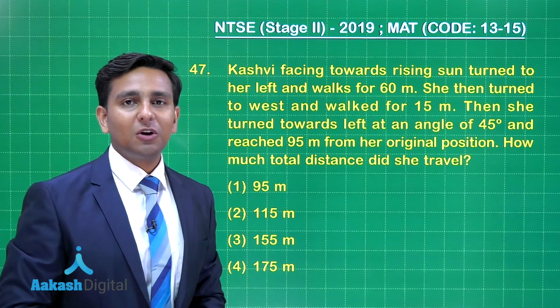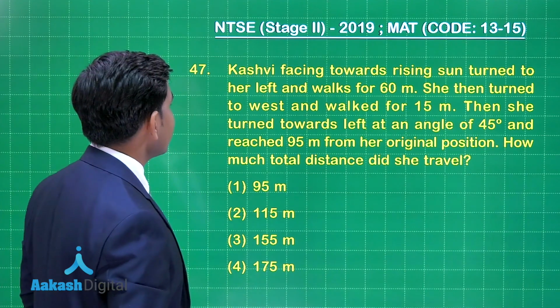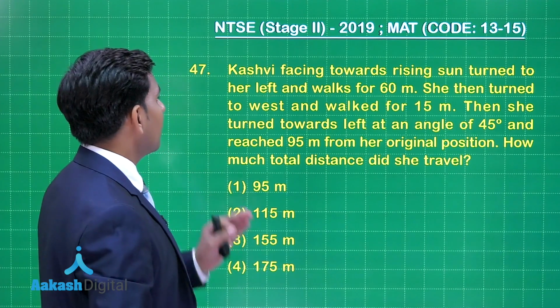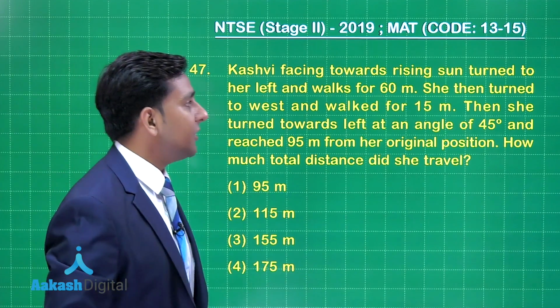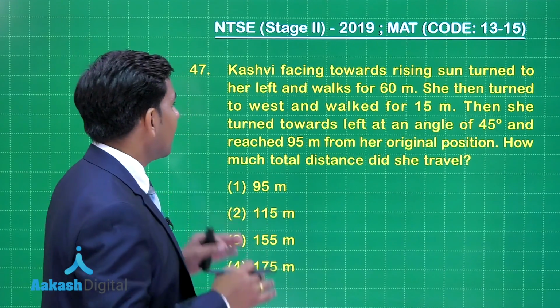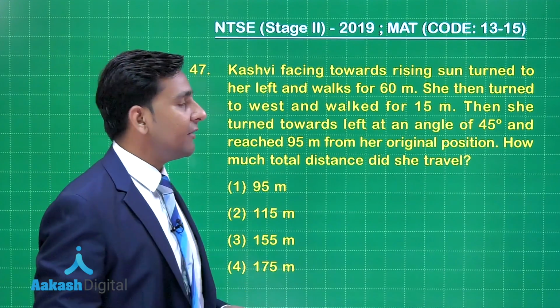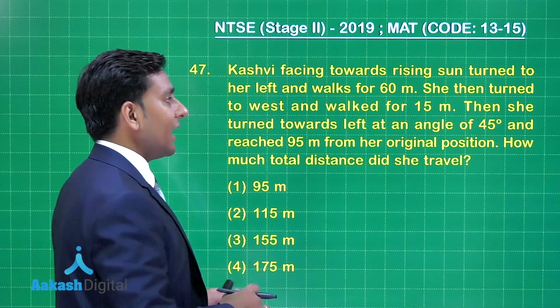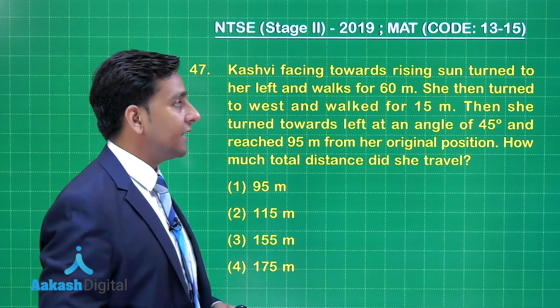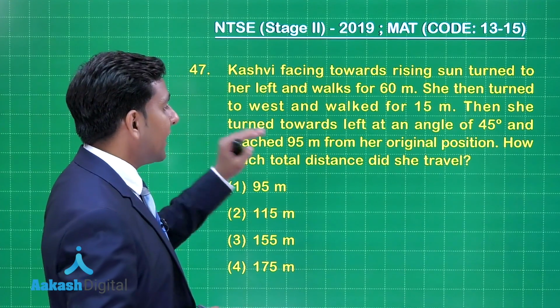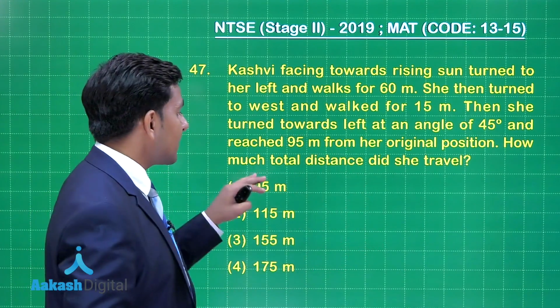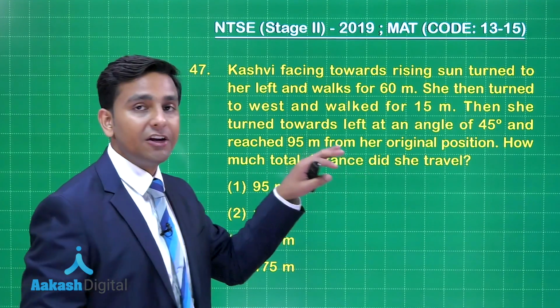Now it's time to solve question number 47. This question states: Kashvi, facing towards the rising sun, turned to her left and walks for 60 meter. She then turned to west and walked for 15 meter. Then she turned towards left at an angle of 45 degrees and reached 95 meter from her original position. How much total distance did she travel?